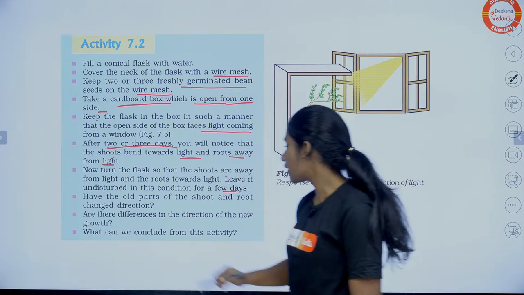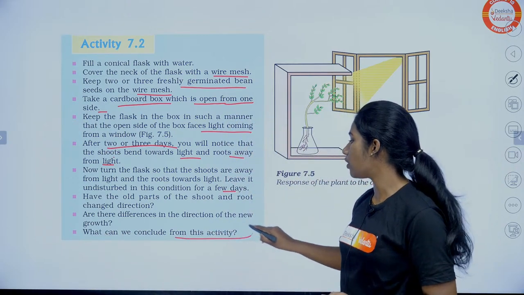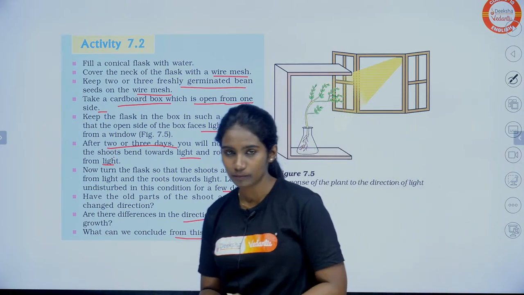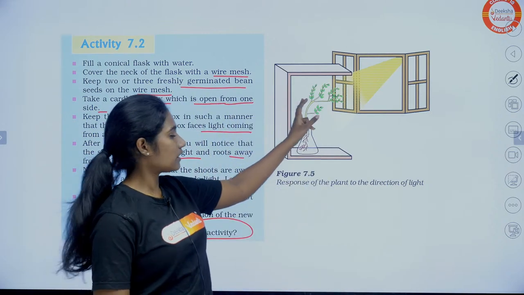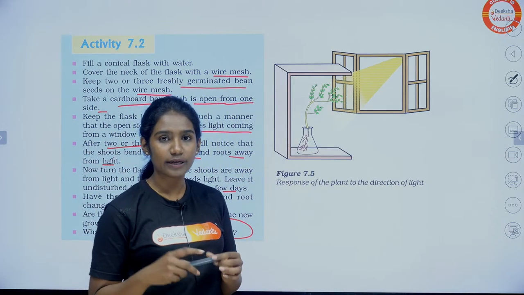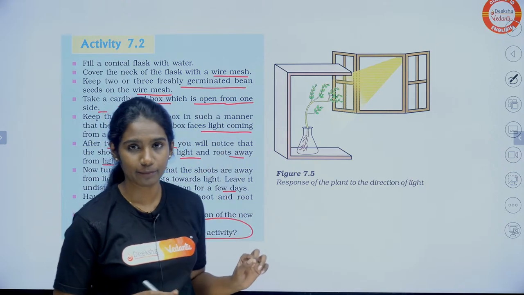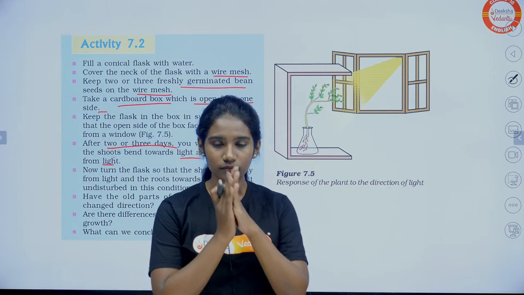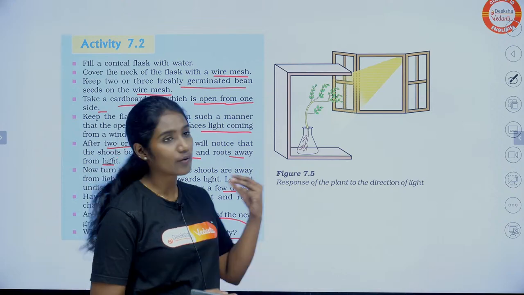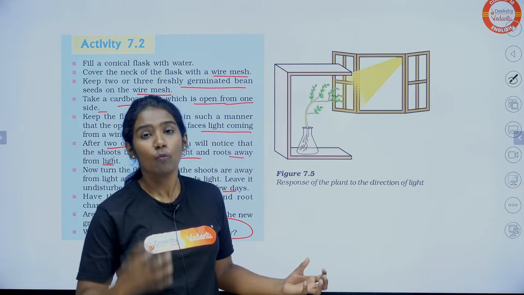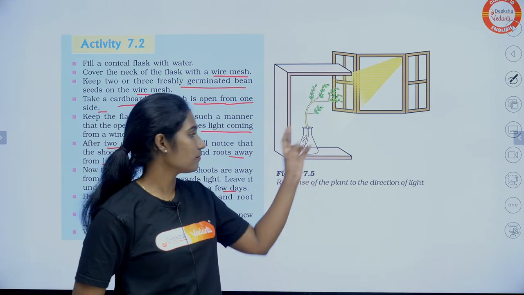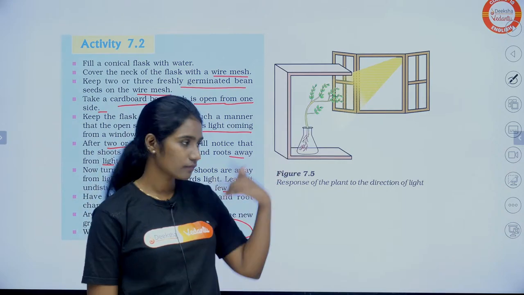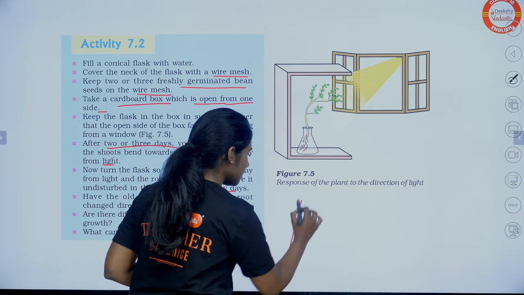Okay, so what can we conclude from this activity? Is that, see, the auxin, you know, where is auxin mostly present? Shoot tip. It will be present in the shoot tip. So now what happens when a unidirectional light falls onto the shoot? Let's say that this is a shoot tip.